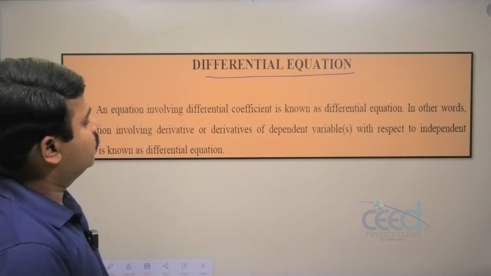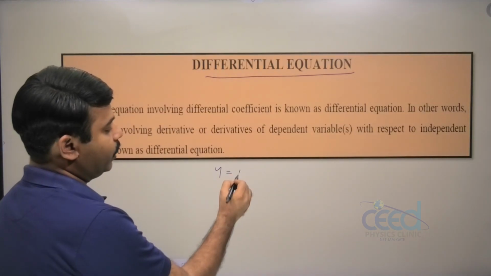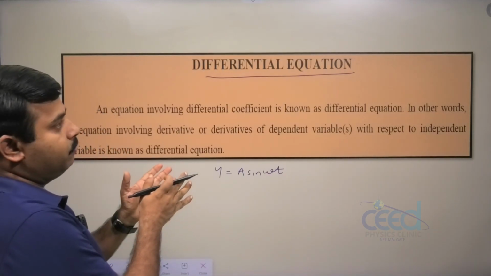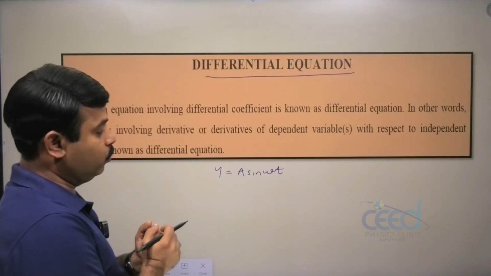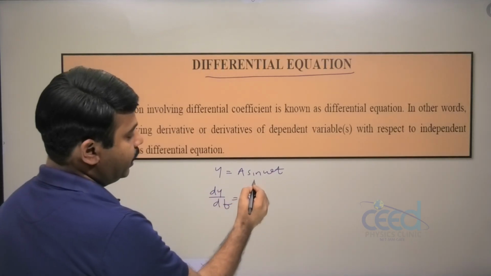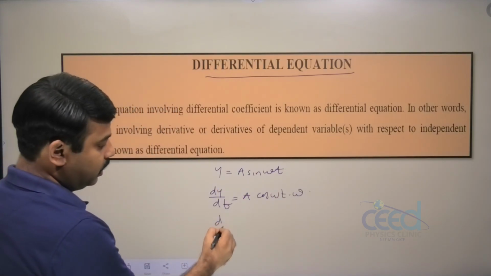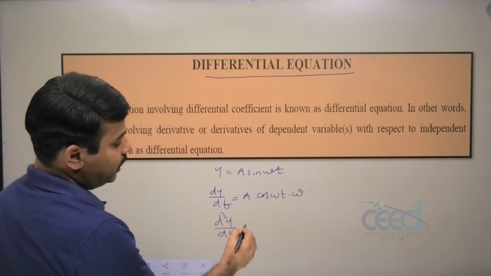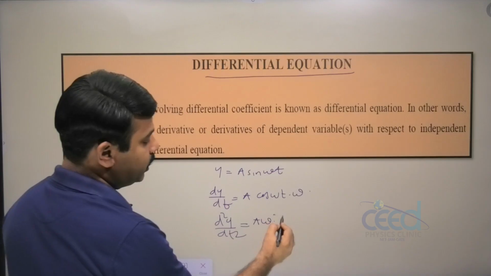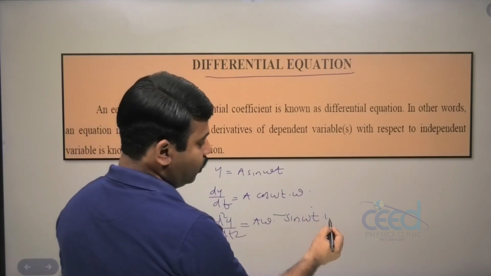You already know, suppose you consider a simple harmonic motion. What is the displacement equation you studied? y equals a sin omega t. Then we need the differential equation corresponding to it. Differentiating the first time, dy by dt equals a cos omega t into omega. Again differentiating, d square y by dt square equals a omega into minus sin omega t into omega.